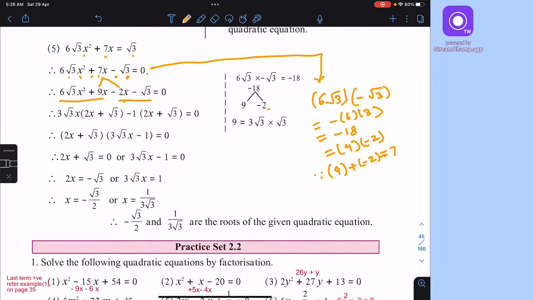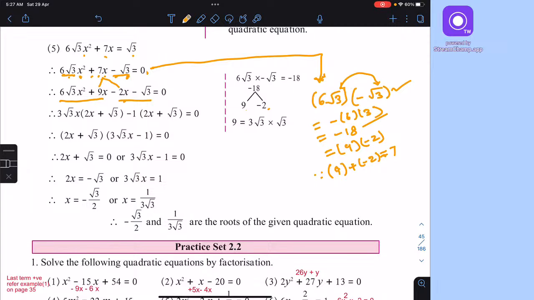We are writing in descending powers of x, first x square term, then x term, and then constant term, and right hand side is 0. Then the coefficient of x square is 6 root 3 and last term is minus root 3. So we have to multiply this 6 root 3 and minus root 3. So root 3 into root 3 becomes 3 and this is 6. 6 into 3 with minus sign, so minus 18.